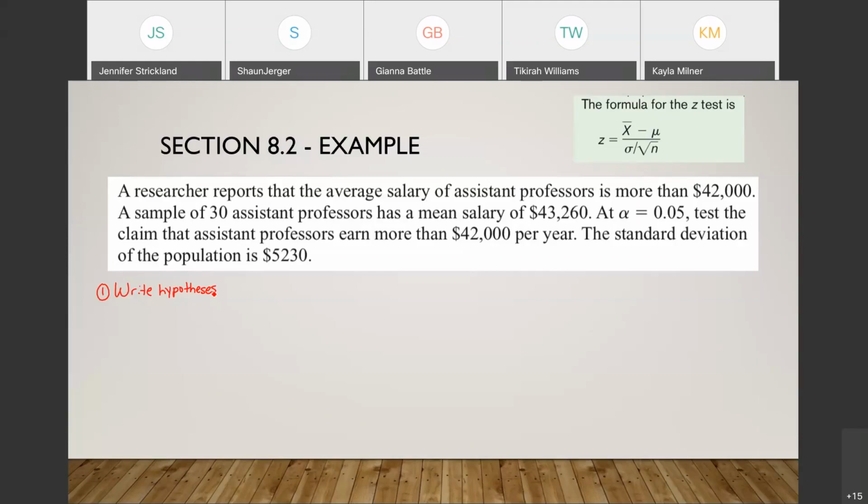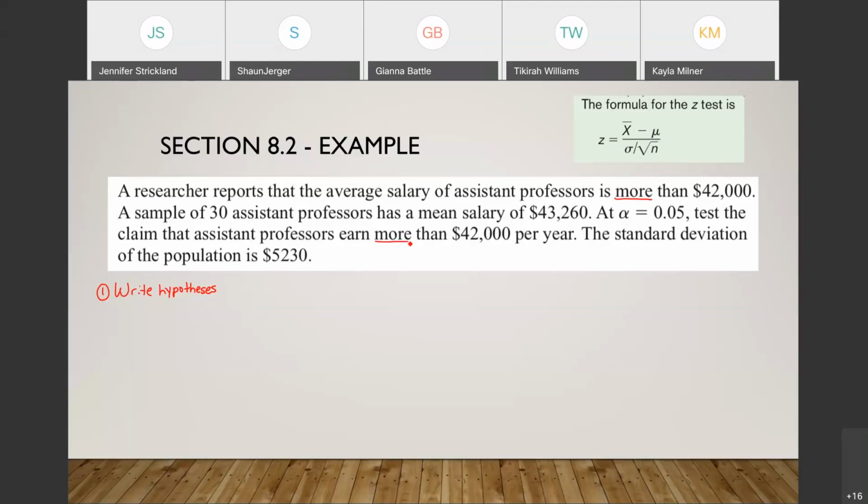All right, so I'm going to read through this one. It says a researcher reports that the average salary of assistant professors is, and here is our keyword right there, so I'm going to underline that, more than $42,000. A sample of 30 assistant professors had a mean salary of $43,260. At alpha equals 0.05, test the claim that assistant professors earn more, and there it is again, than $42,000 per year. The standard deviation of the population is 5230.